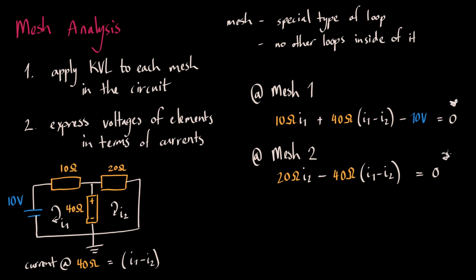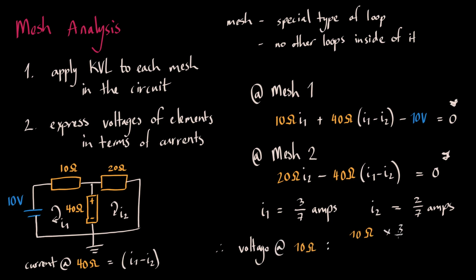Then we can use these simultaneous equations to solve for the unknown current. We can finally return to expressing the voltages of the elements in terms of the newfound current value.